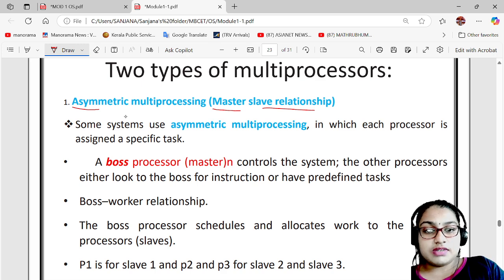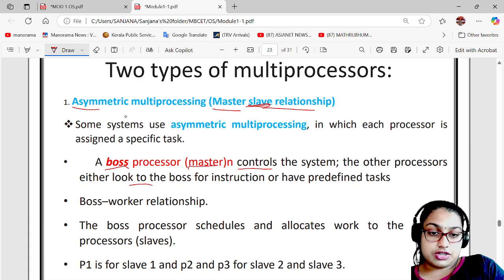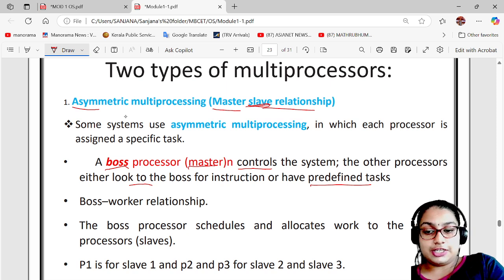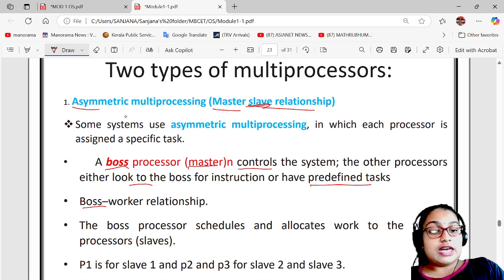Some systems use asymmetric multiprocessing. Here there will be a boss processor, or the master processor, which will be controlling the system, and the other processors are the slaves. They either look to the boss for instructions, waiting for the boss, or they have some predefined task. Here there will be a boss-worker relationship, as in a company. The boss processor schedules and allocates work to the worker processors, the slaves.